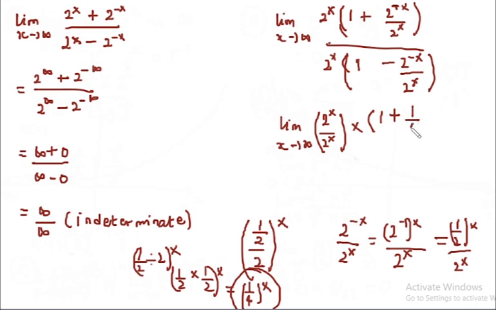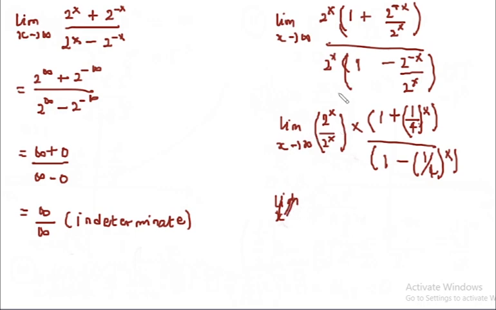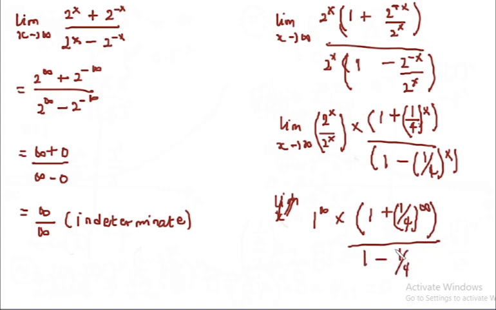So this is 1 over 4 to the power of x, everything to the power of x, divided by 1 minus 1 over 4, everything to the power of x. Clean up space, so that here we can plug in our infinity sign. So 2 over 2 is simply 1. So this is 1 to the power of infinity times I have 1 plus 1 over 4 to the power of x as x approaches infinity, divided by 1 minus 1 over 4 to the power of x as x approaches infinity here.